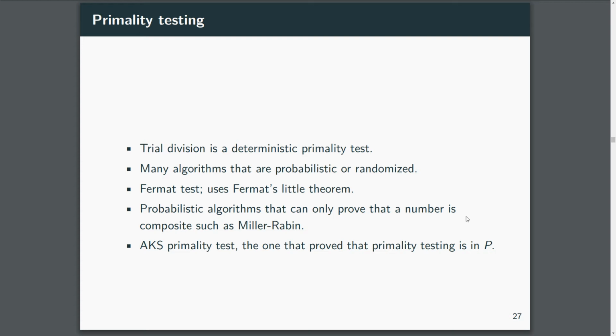So if you run it on the same number with a different variable multiple times, and you always get that it couldn't prove it was composite, then it's highly likely to be prime. We also have the AKS primality test, which proved that primality testing is in P, so poly time.